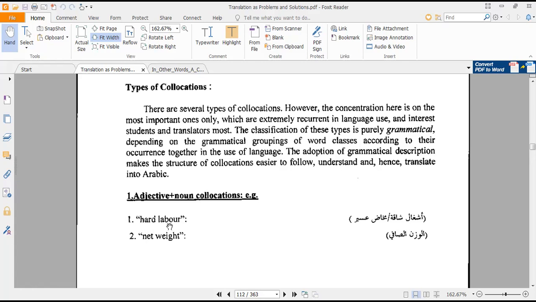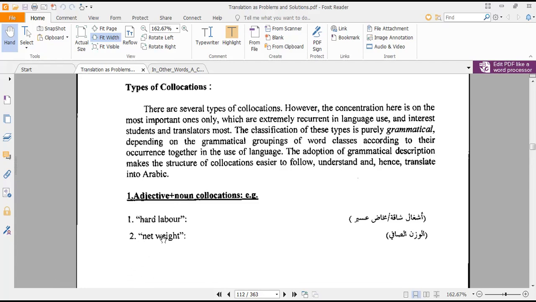Now, this is rendered as أشغال شاقة. The type of collocation is adjective plus noun, while the strategy used in rendering this collocation is called literal translation. Why? Because labor أشغال and hard شاقة, and we put them together أشغال شاقة as a literal translation strategy. So the first strategy to render collocations is literal translation, and this means that when the same collocation is used in both languages, in English and Arabic, and the literal rendition gives the same meaning, we use the literal translation strategy to render this type of collocation.